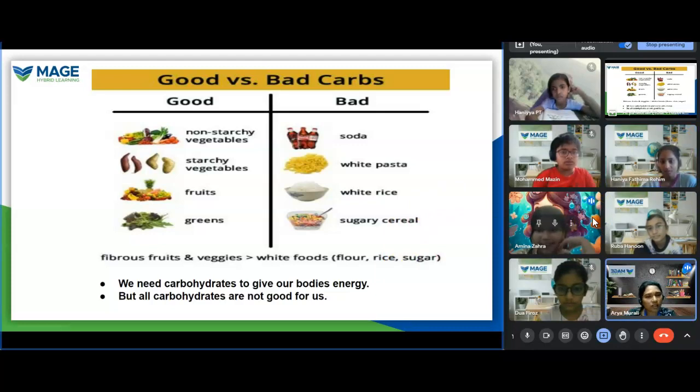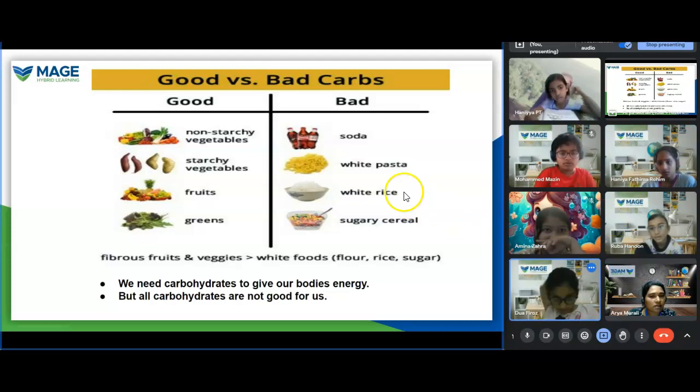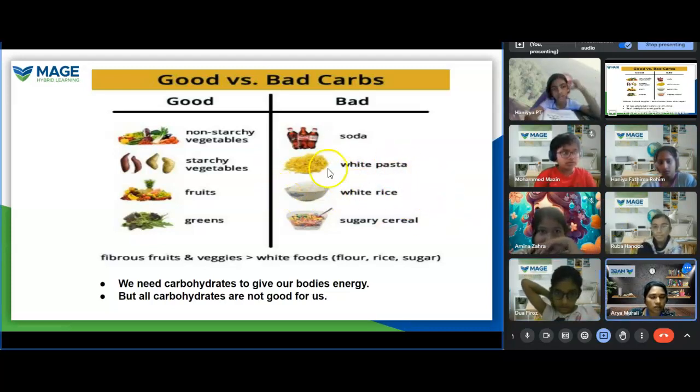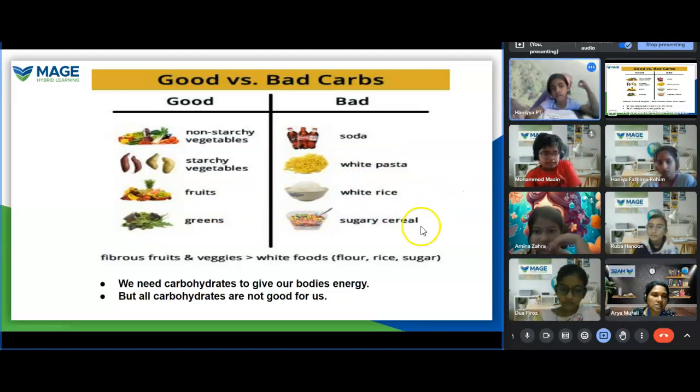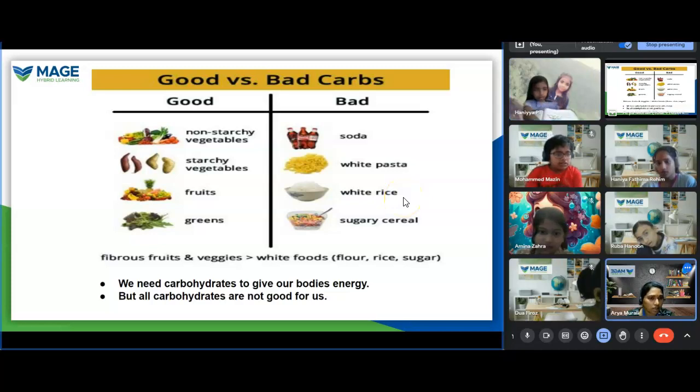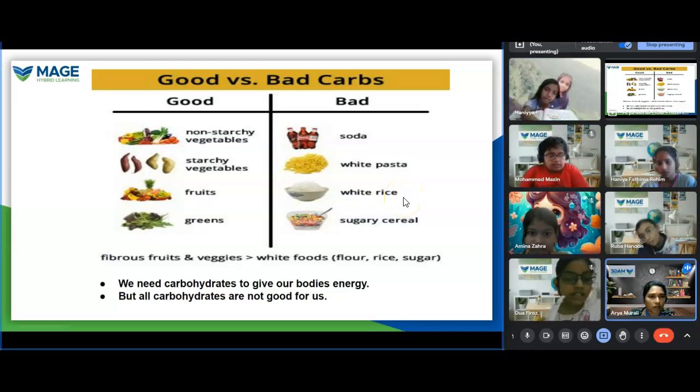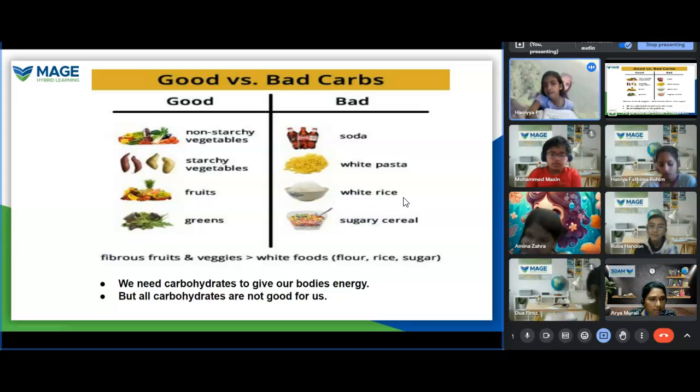Otherwise, when we eat white rice continuously, it doesn't contain much good carbohydrate. It contains bad carbohydrate and it is not very healthy for us.